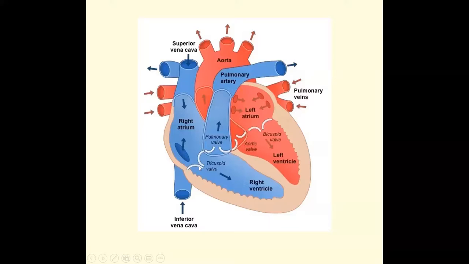So valves allow blood to travel in one direction only. We can sometimes say that they prevent backflow. They stop blood flowing back the wrong way. And you can see where they're located. It's all about ensuring that blood is following the correct path through the heart. Okay.